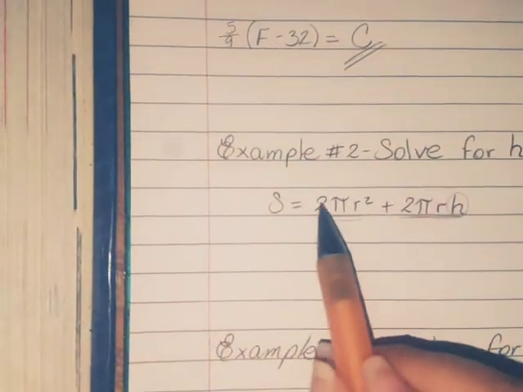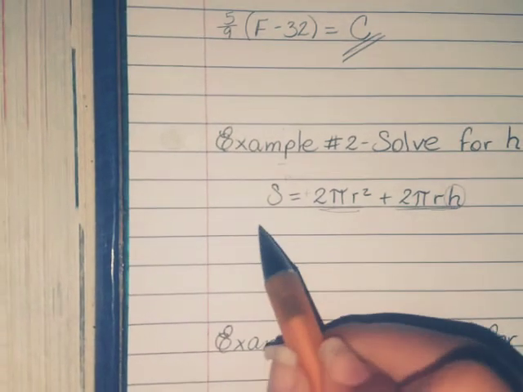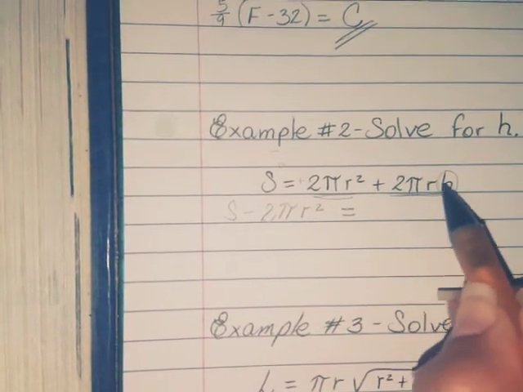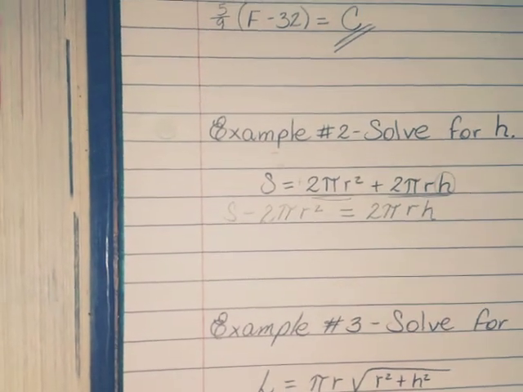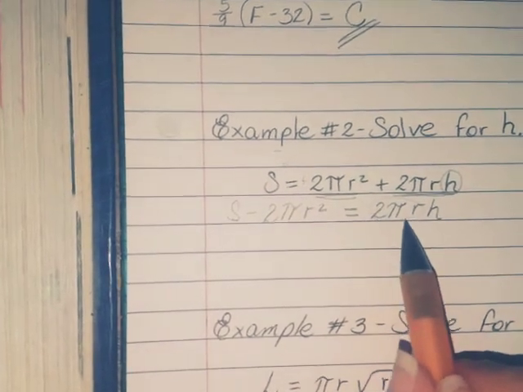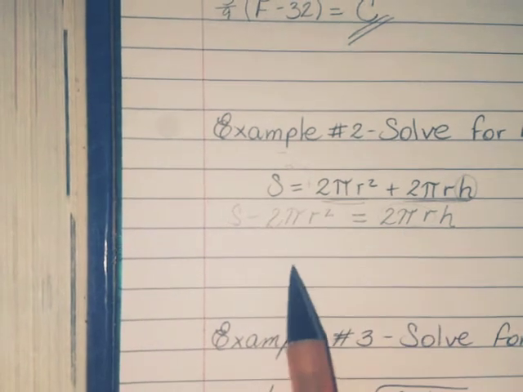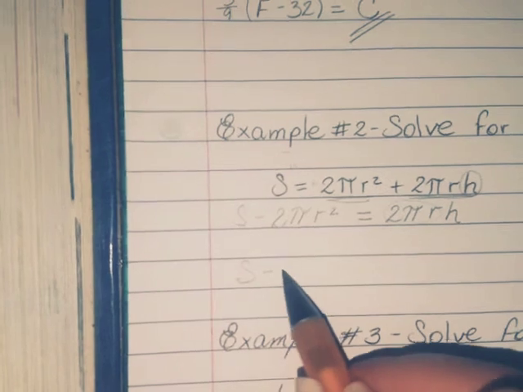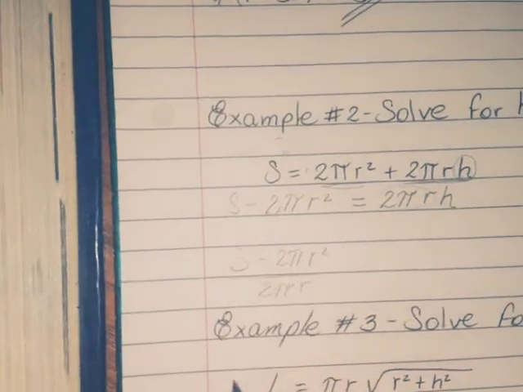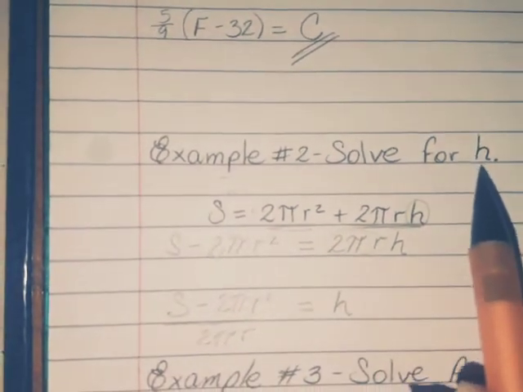So I'm going to move this term to the other side of the equation, always using inverse operations. This term, even though you don't see the sign, is positive, so it goes to the other side of the equation using subtraction. So S minus 2 times pi times r to the second power equals the last term, 2 times pi times r times h. We're almost done, because since 2, pi and r are multiplying the h, I can use the inverse operation and bring all of them to the other side of the equation, dividing. So S minus 2 pi r to the second power, all of that divided by 2 pi r, equals h. Since h is already isolated and that was the purpose of the example, we're done.